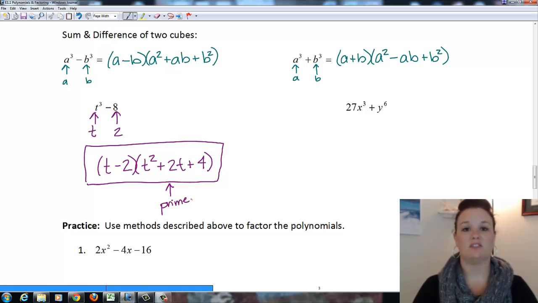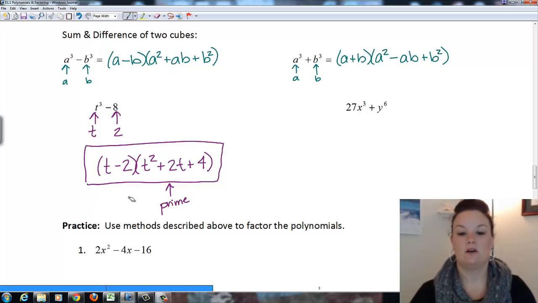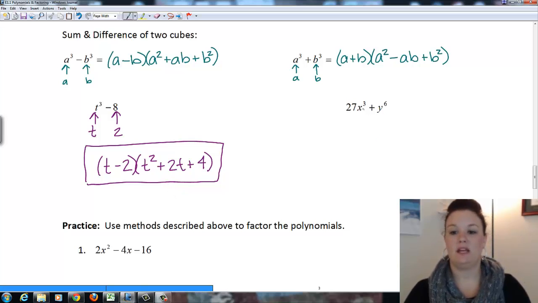That second factor is always prime. It will never be factorable. Okay? All right. So let's look at one more and then I'll have y'all work on some. This one is the same thing. It's a sum. To do a sum, I do it the same way.